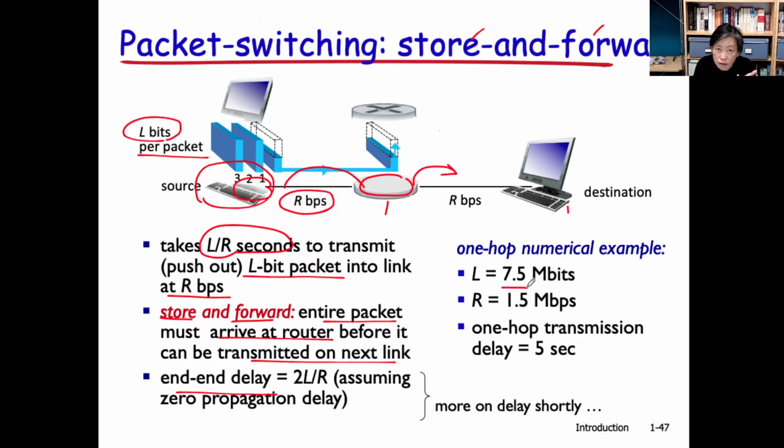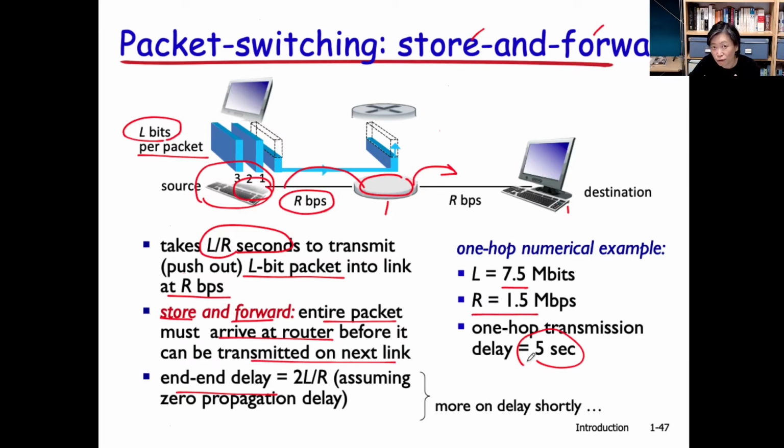So if L is 7.5 megabits and R is 1.5 megabits per second, you see, each hop takes 5 seconds. 2 hops, in this case, how long? 10 seconds. 3 hops, the more hops you have, the longer the delay of sending the packets.